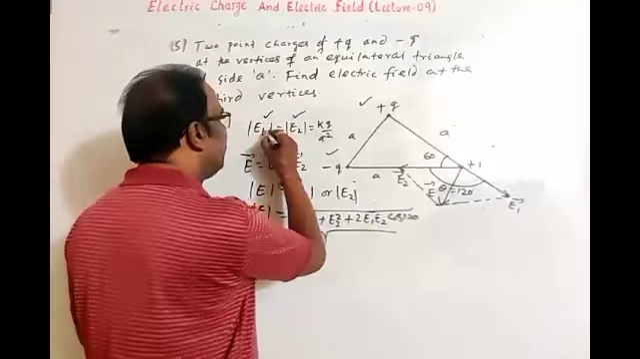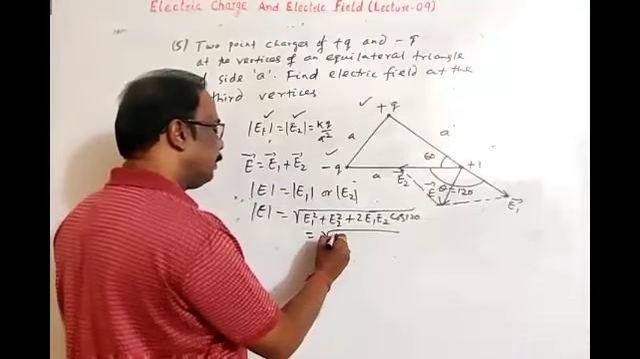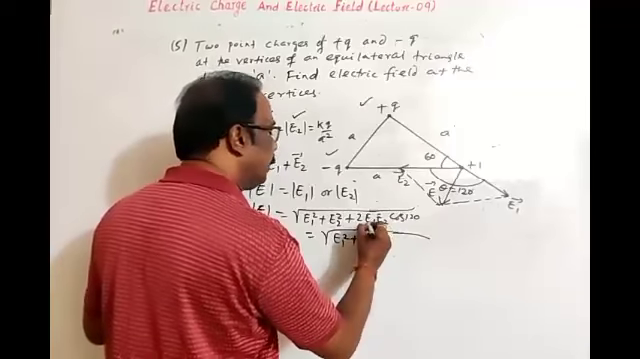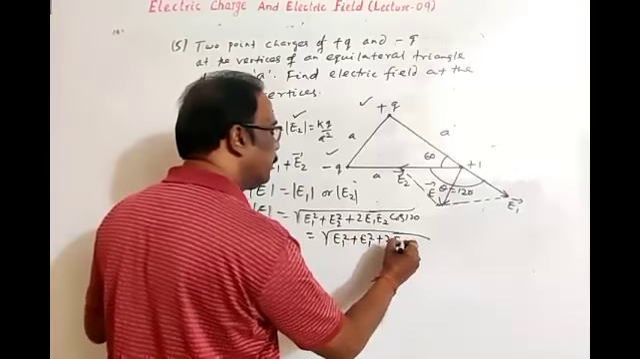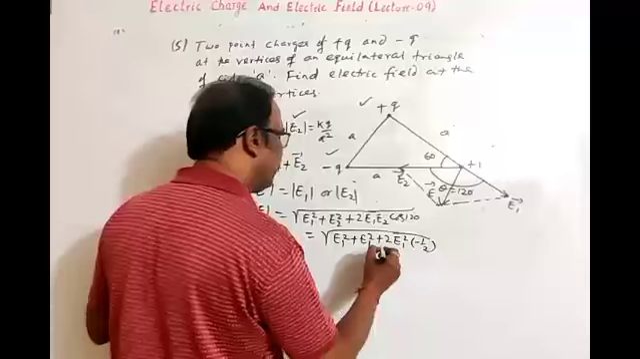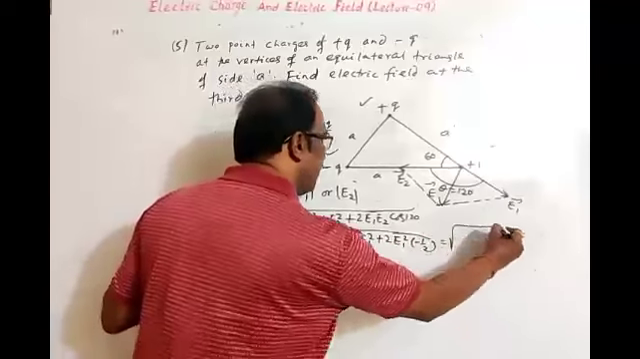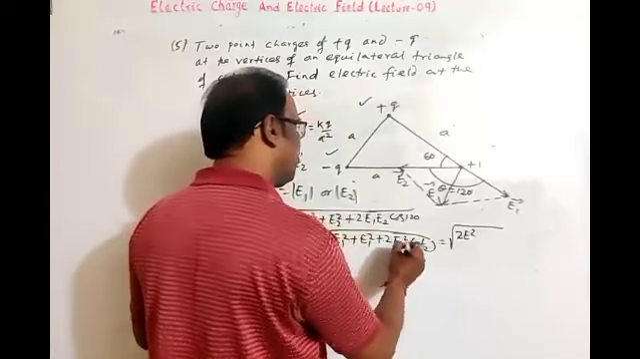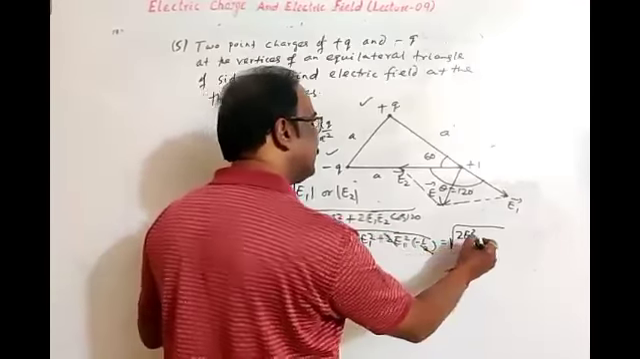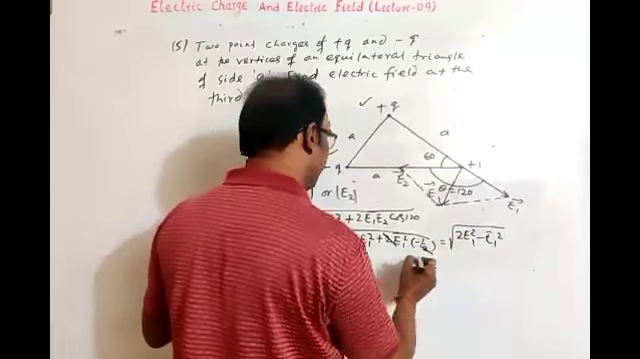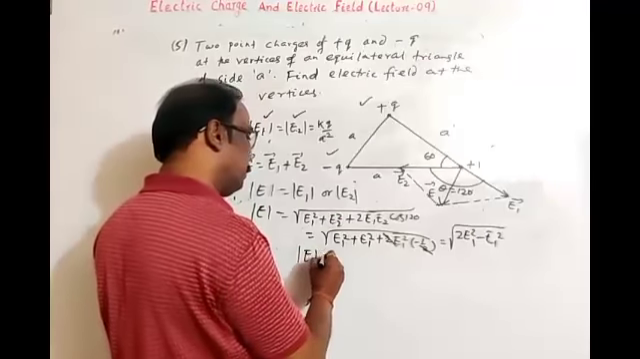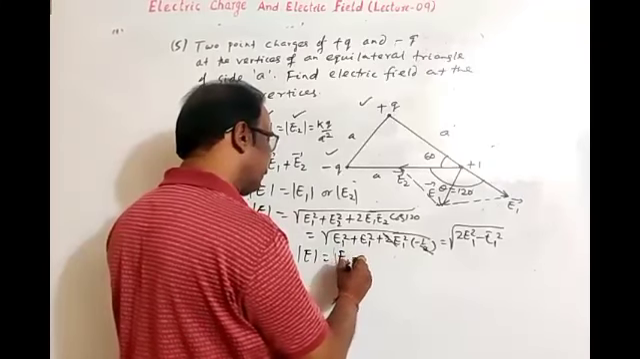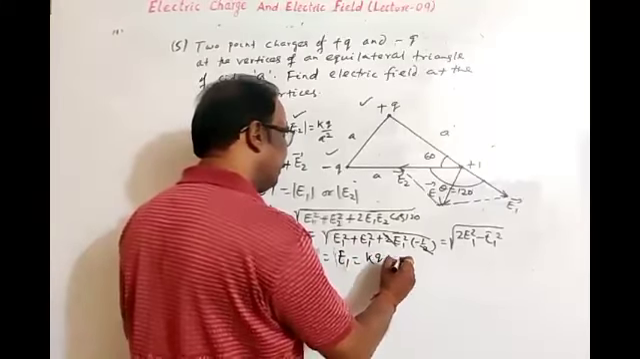Again, the magnitude of E1 is equal to the magnitude of E2. In place of E2 square we can write E1 square, so E1 square plus 2 E1 square cos 120 degrees, which is minus 1 by 2. We get the square root of 2E1 square, the minus 1 by 2 gets cancelled, minus E1 square. Then finally the magnitude of the resultant field intensity is the square root of E1 square, meaning the magnitude of E1, which equals KQ by A square.